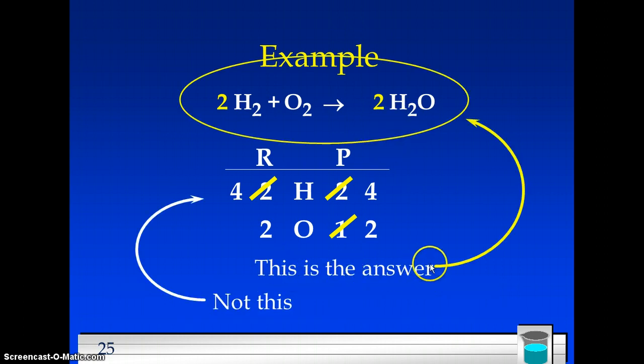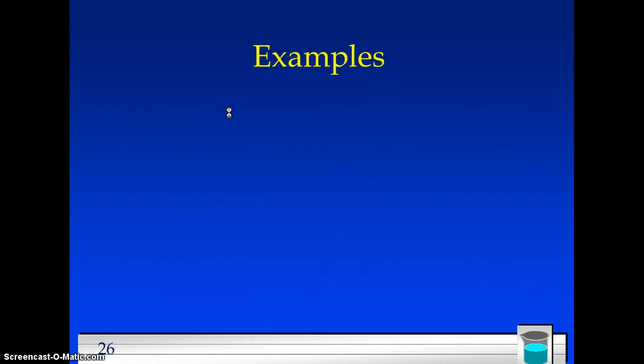So the answer is this up here in the yellow circle. This is your answer. What we did down here in our table, this is just the work to go about getting the answer. So if I ask you to balance an equation, yes, you're going to need a table, but your final answer should just be the chemical formula with the coefficients out front.